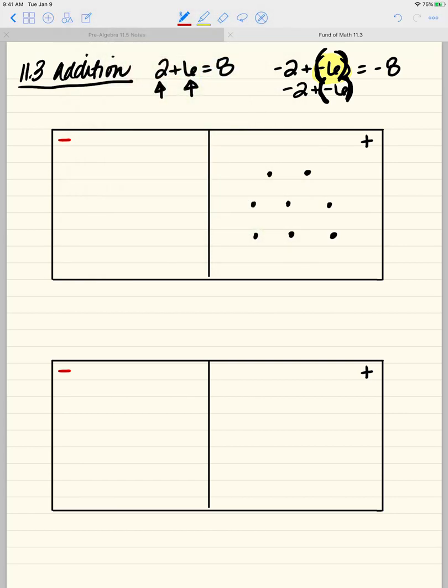Okay, now let's move to our negative side. I would like you to take 6 red jelly beans and put them on your negative side. Those are representing 6 negative jelly beans. Okay, now add 2 more. How many do we have on our negative side now? Well, you have 8 dots there, right? So you have negative 8 there. Negative 2 plus negative 6 equals negative 8. Just like when we had 2 jelly beans and 6 jelly beans on the black side, we had 8 altogether.